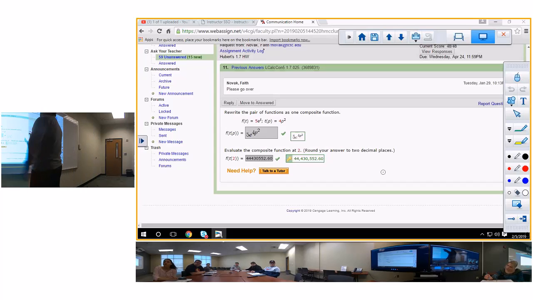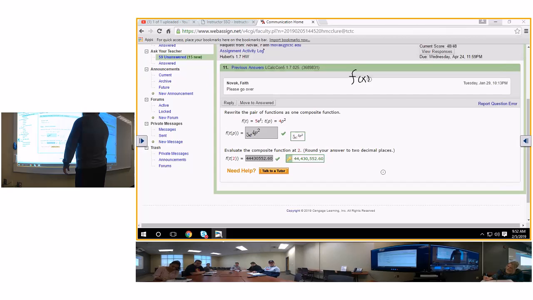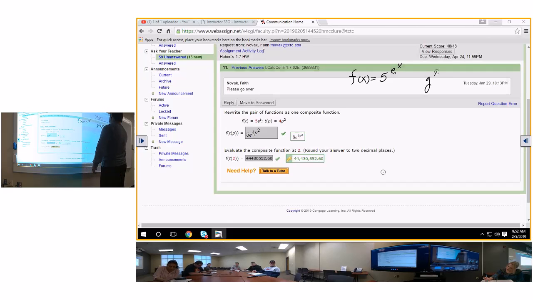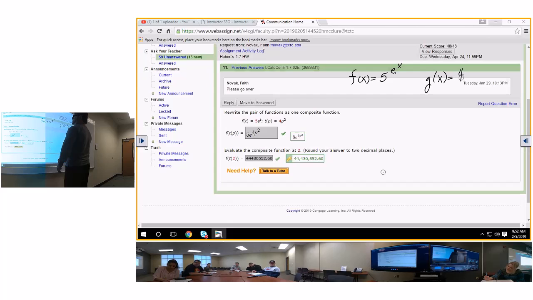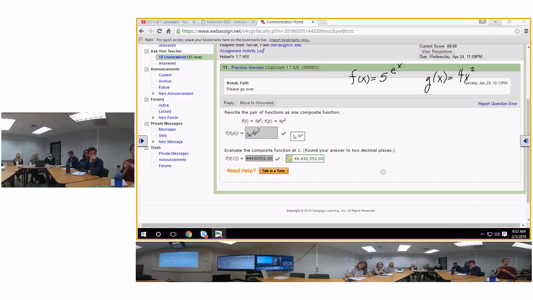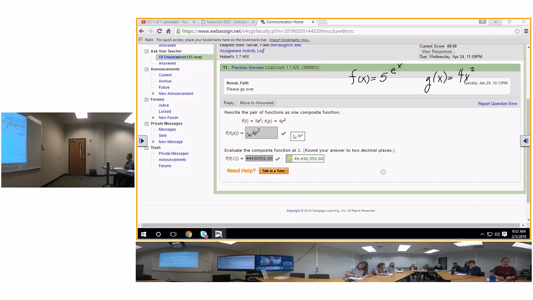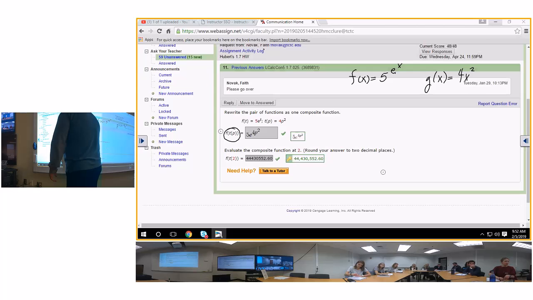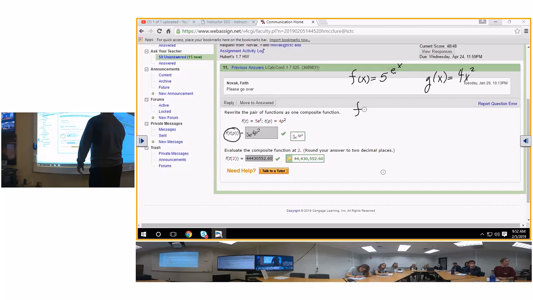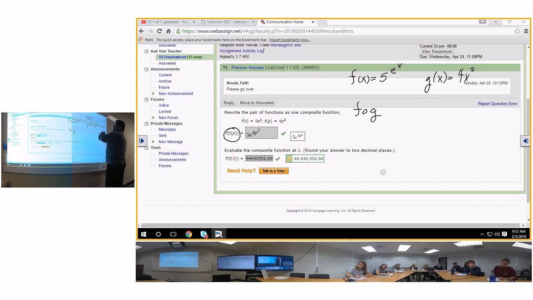Now, I'm going to do this. F of x is equal to 5e to the x, and g of x is equal to 4x to the second power. Now, what does this mean? That means F composed of G. So I want you to give me F composed of G. Go ahead and do that now. Forget this, just do what I told you here and see what you get.